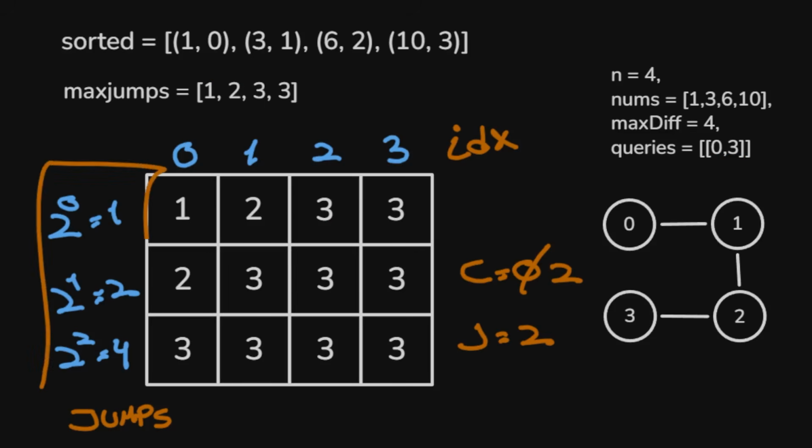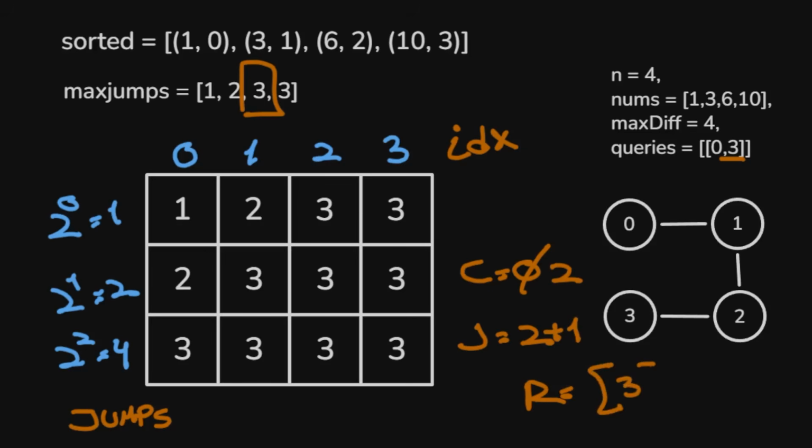Now we have already tried all the jumps here, so we can check if max jumps at current, meaning index 2, is greater or equal to the target. This means that from the current position we can reach the target with only 1 jump, so we add 1 to the current number of jumps and add this to the result. Here we only have 1 query, so the final result is an array with 3. If this number was smaller than 3, 2 for example, we wouldn't be able to reach the destination, so the result of this query would be -1.